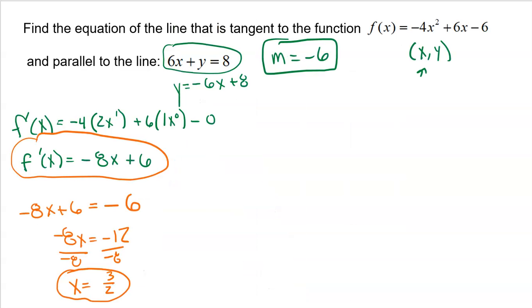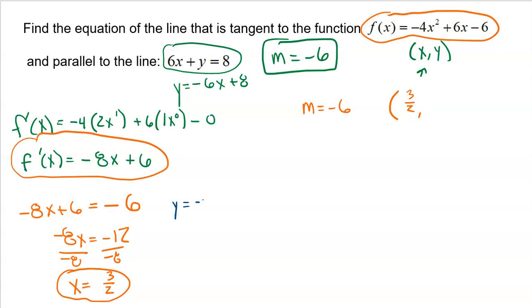Now, the other thing I need is the y-coordinate. Remember, I want to find the equation of a line. The equation of a line requires a slope. Hey, I already have that slope. Check, check. It also requires a point. And I now found that the point of tangency has an x value of 3 halves, but I need the y-coordinate as well. How do you find y-coordinates? That's what functions do. Good old school functions, not derivatives, just traditional functions find y. So now I'm going to go ahead and plug 3 halves into that to find my y.